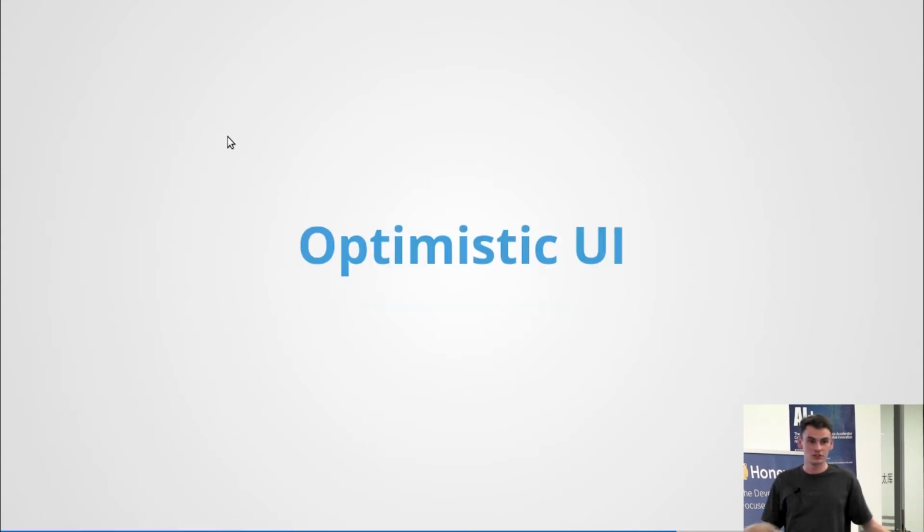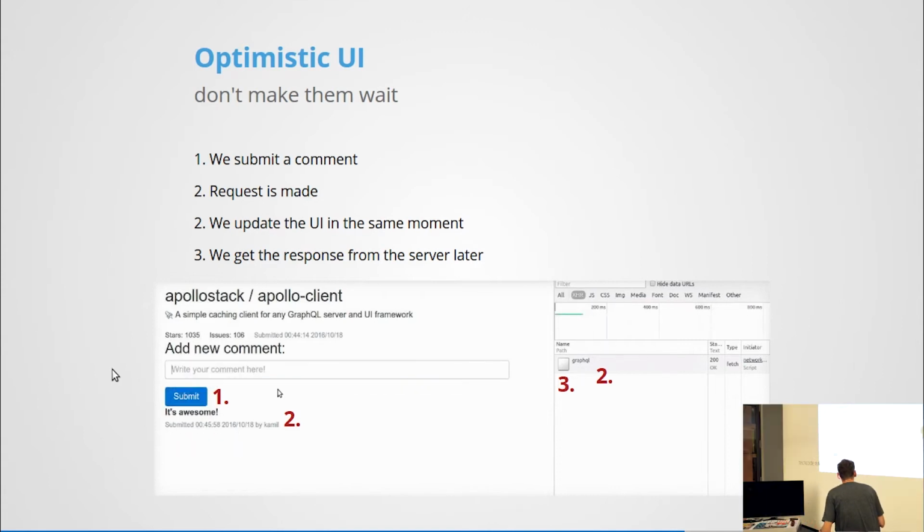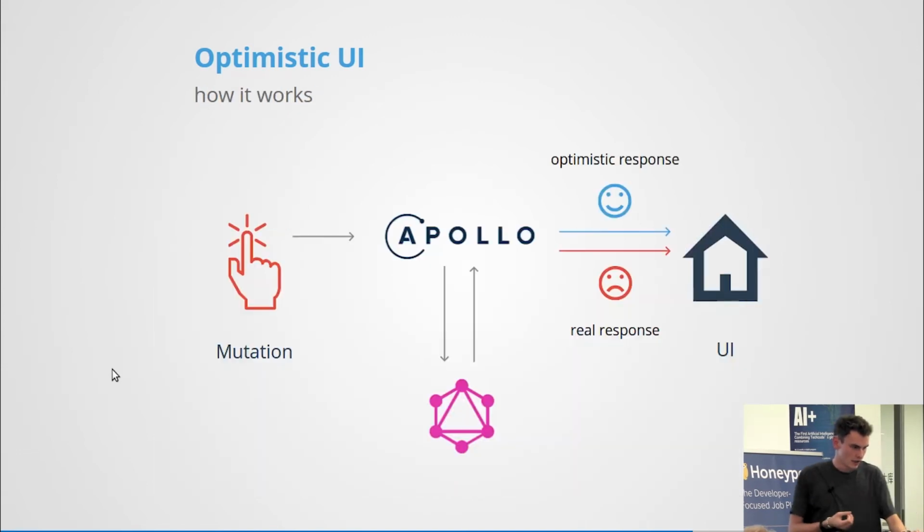And we've got something like optimistic UI, which is a feature of Apollo client, and it works something like this. And this is cool because I don't have to point the cursor, I can just go there. As you can see, we type some comments, we hit the submit button, and the result is shown immediately. If you look closer, you see that there is a delay between the actual response and the actual updating of the UI. So it's an optimistic UI. As I said, we submit a comment, the request is made, we update the UI at the same time, and we get the response from the server. And this is how it works.